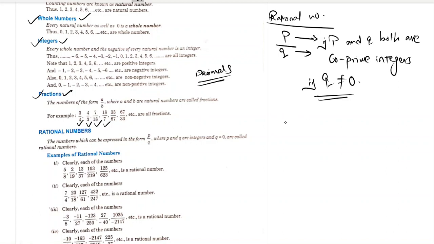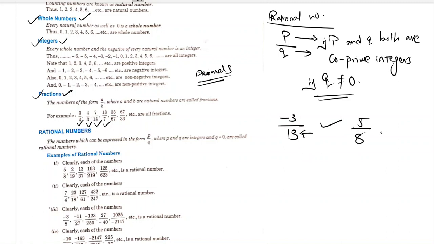Now we'll take some examples of rational numbers. Minus 3 by 13, is it a rational number? Yes or no? Yes, because minus 3 and 13, or you can say 3 and 13, are co-prime integers. They don't have any common factors. They both are integers, and q, or the denominator, 13, is not equal to 0. So minus 3 by 13 is a rational number.